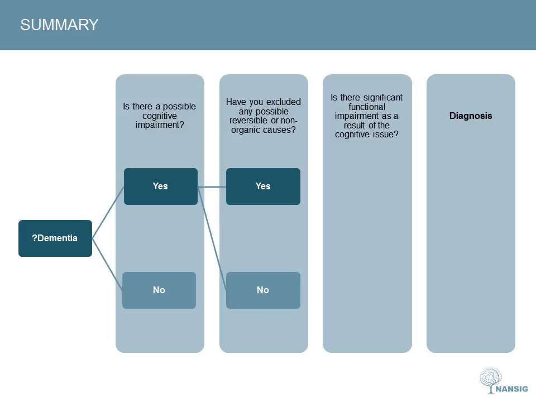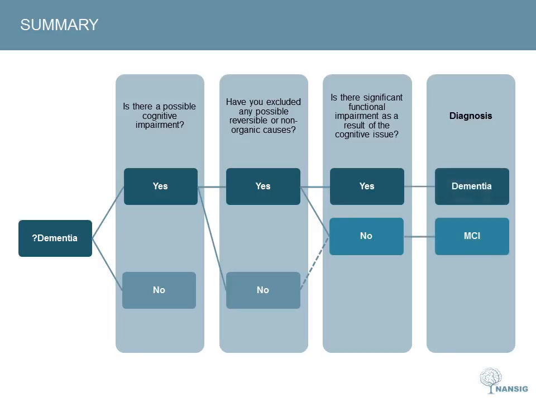If the cause of cognitive impairment is potentially reversible, the patient should be followed up for improvement of cognitive function and reassessment. Is there significant functional impairment as a result of the cognitive issue? If this is present, the diagnosis is probably dementia. If there is no significant functional problem, this would instead be mild cognitive impairment.